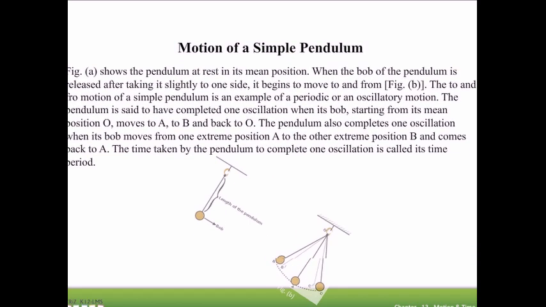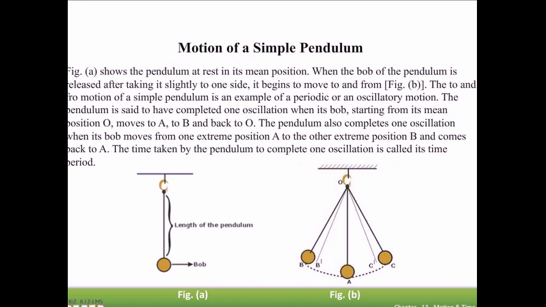Figure A shows the pendulum at rest in its mean position. When the bob of the pendulum is released after taking it slightly to one side, it begins to move to and fro, like in figure B. The to and fro motion of a simple pendulum is an example of a periodic or an oscillatory motion.